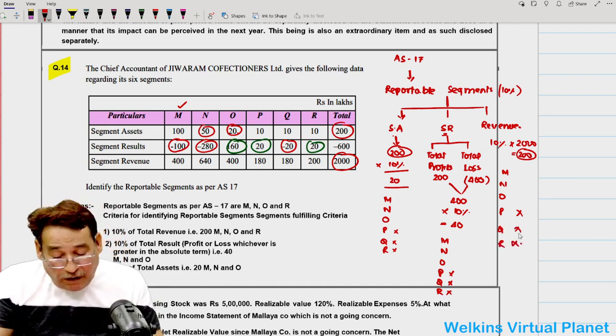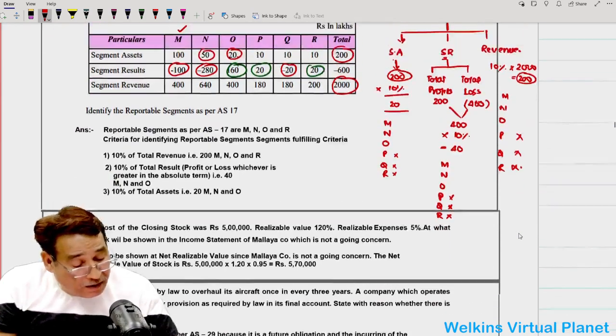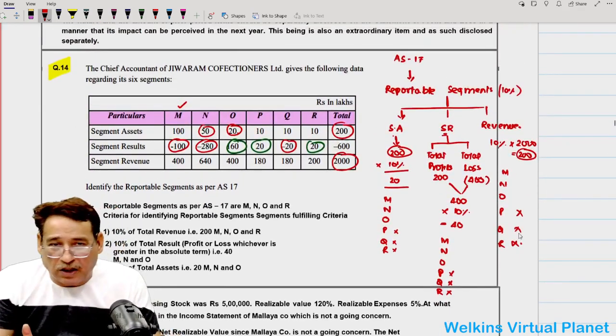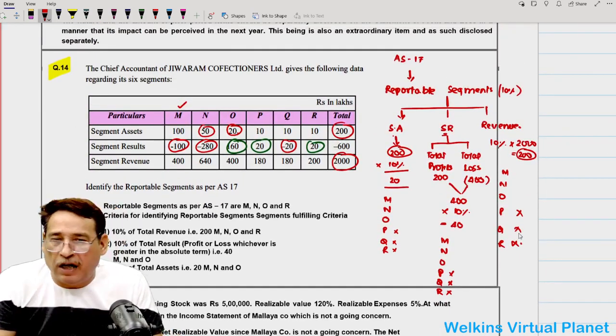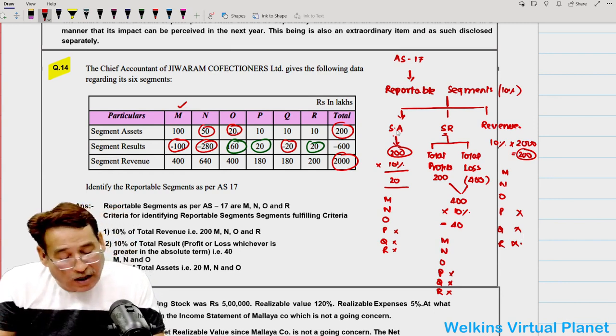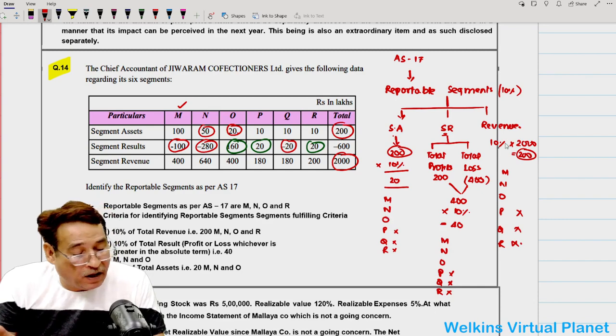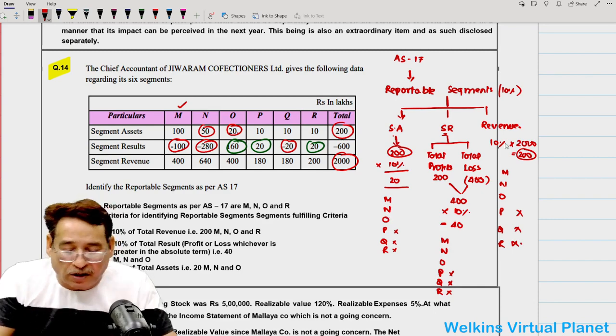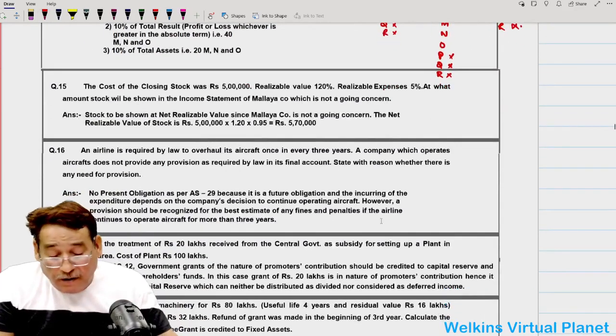So now you can deliver the answer, correct? If any of the criteria is satisfied, it is not necessary that you should satisfy all the criteria. Whether you are able to satisfy the asset criteria, result criteria, or revenue criteria, you can be categorized as a reportable segment.